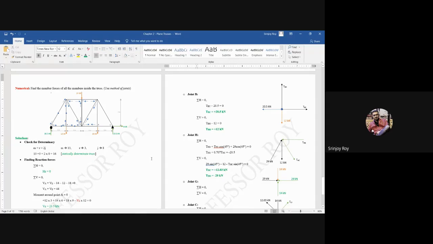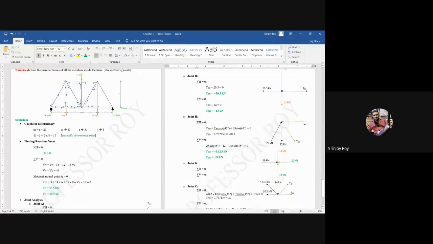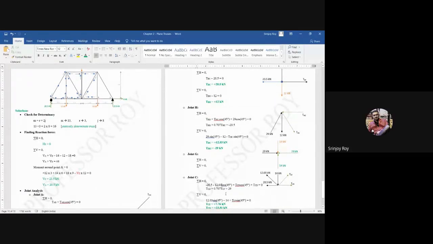So is anybody facing any problem in the calculation part now? Like Tithi informed me that Vipon, you got a different answer, right? I was talking to Tithi just before this class. She told me about one thing. You may have solved this numerical and got a different answer. So I take one direction wrongly. That's why I got different answer. Okay. I think that problem is now clear, everybody.